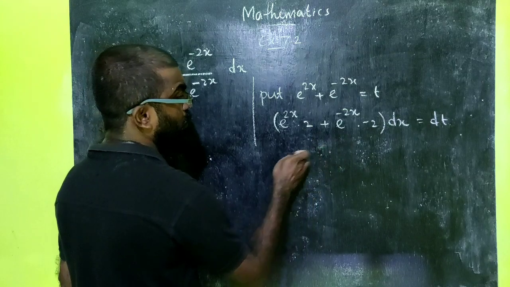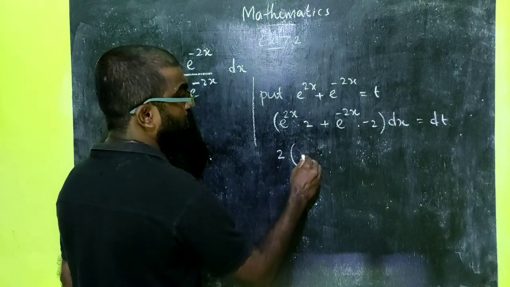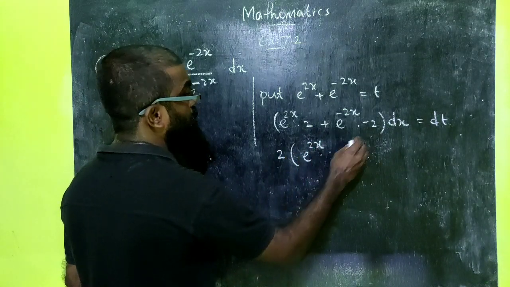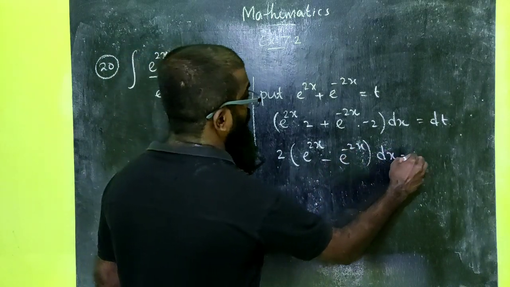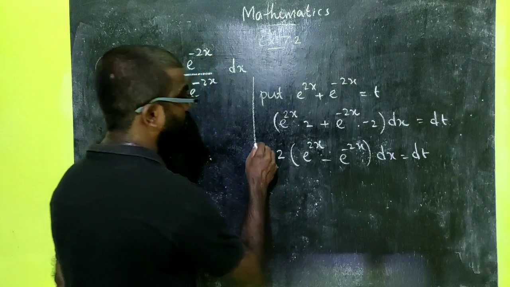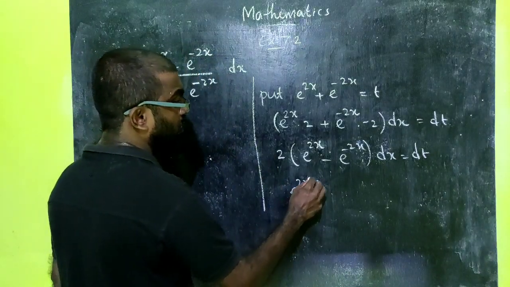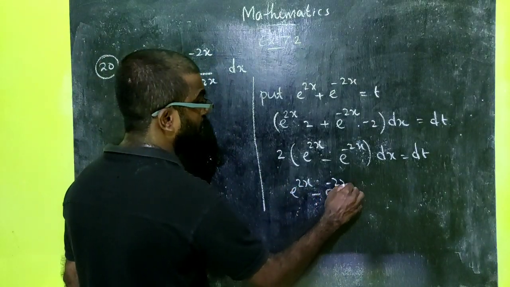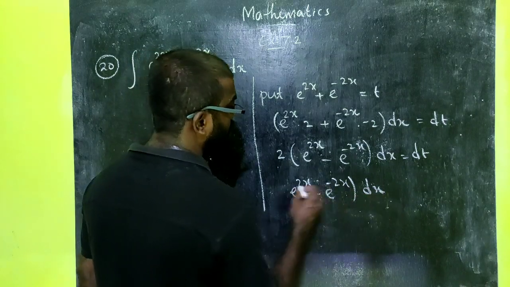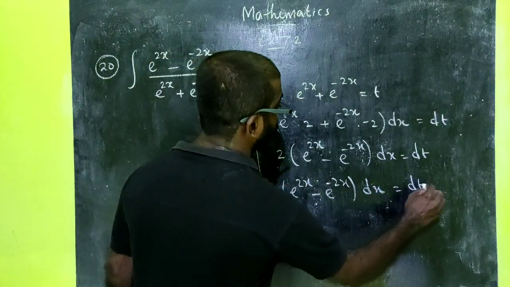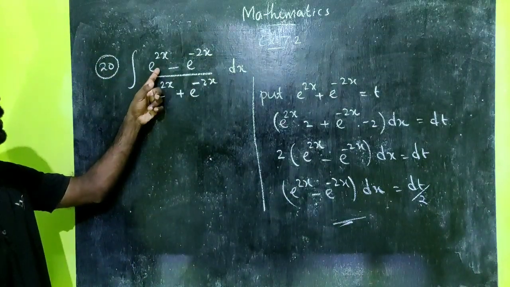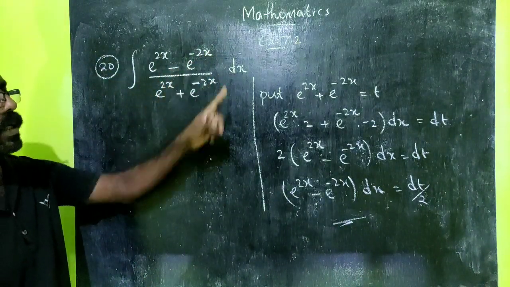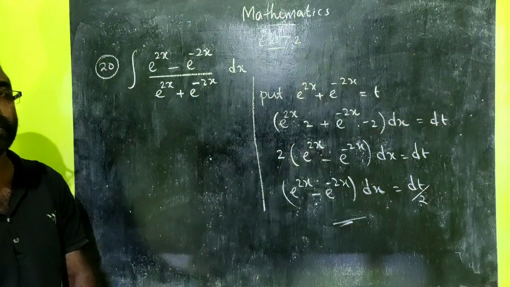From this we can take 2 common, so 2 into e raised to 2x minus e raised to minus 2x dx is equal to dt, or we can write e raised to 2x minus e raised to minus 2x dx is equal to dt by 2. Okay, that is the numerator, e raised to 2x minus e raised to minus 2x dx, that is dt by 2.